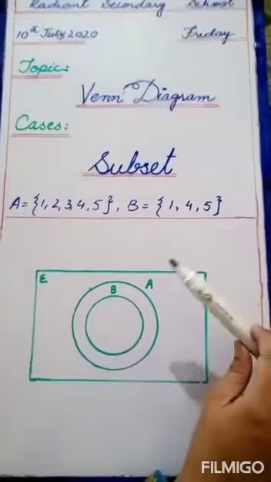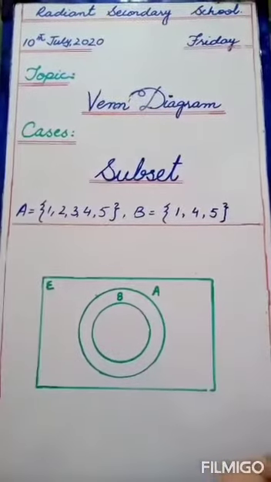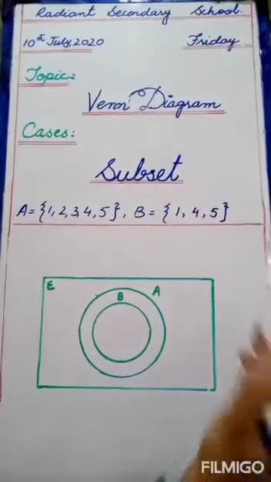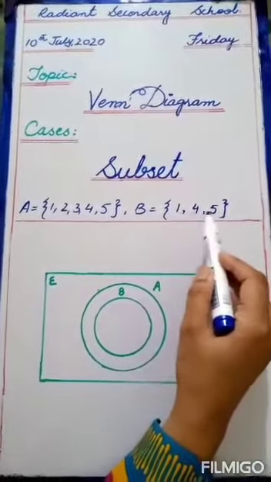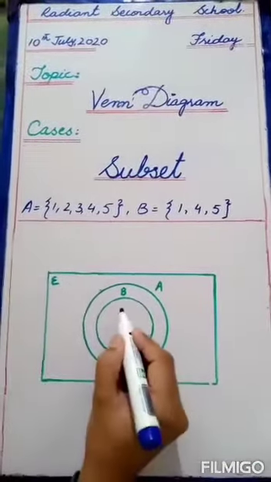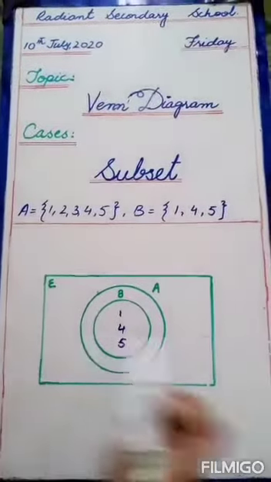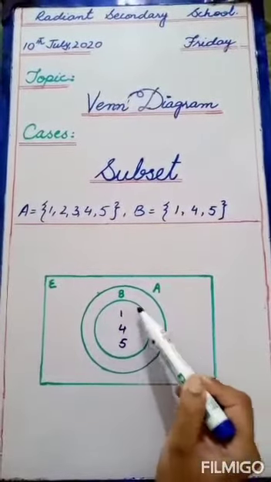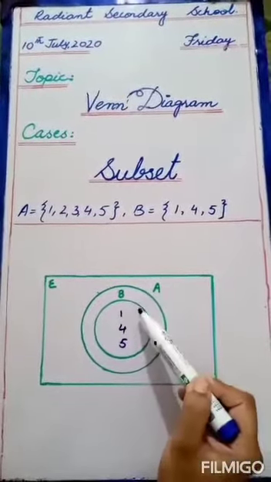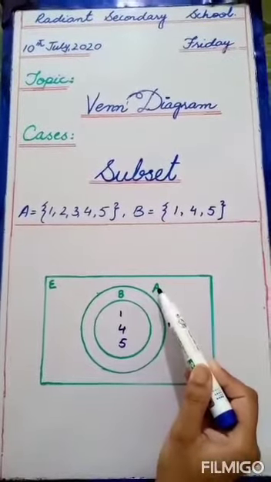Clear? Okay, now we will learn how we have to write the elements in this case. First of all, we will write the elements of the subset. This B is a subset, so first of all we will write 1, 4 and 5 in set B. Clear? Okay, now you can see that this B is completely present in A. Meaning this area of B is also the area of A as well.